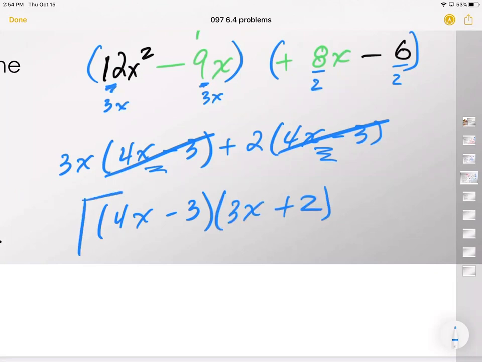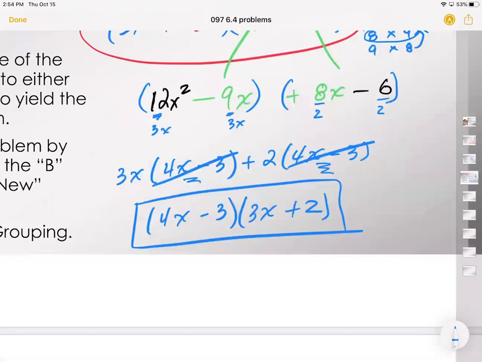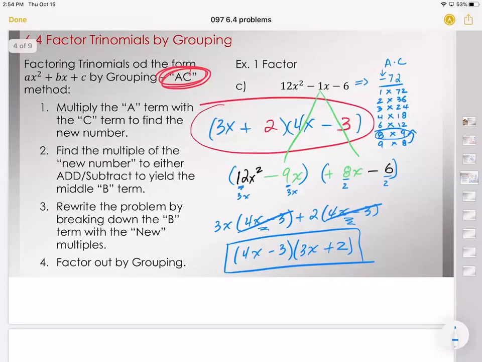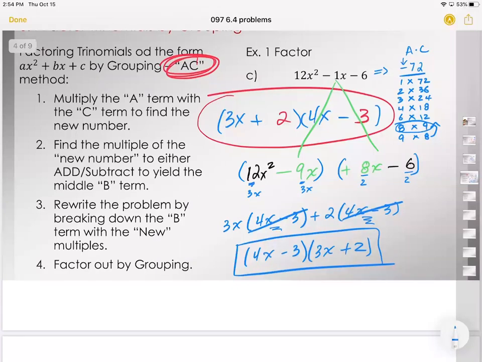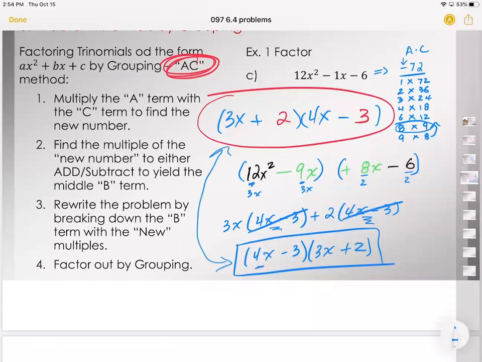And magically, right? Magically it is the same item I have up here, just in a different order, but the order doesn't matter. All that matters is 4x minus 3, 4x minus 3, 3x plus 2, 3x plus 2. And again, that's what we have, right?